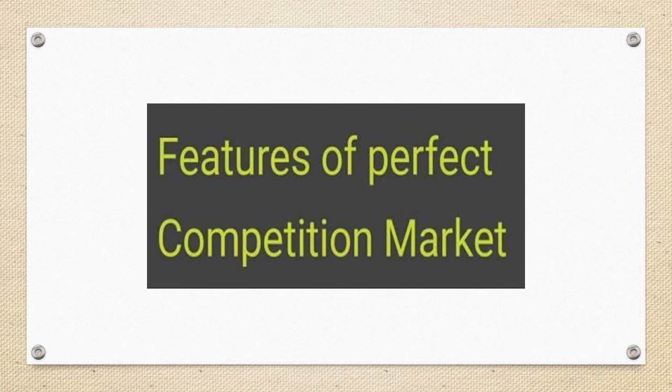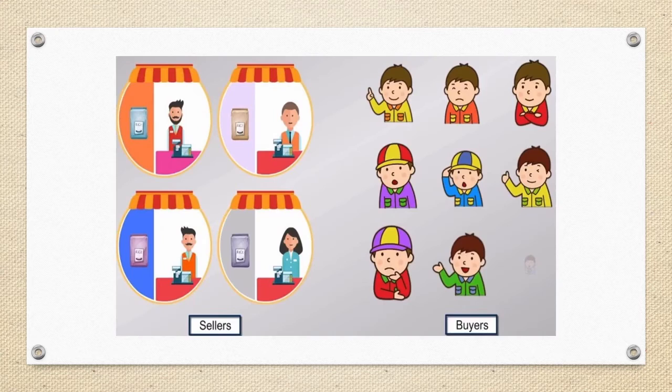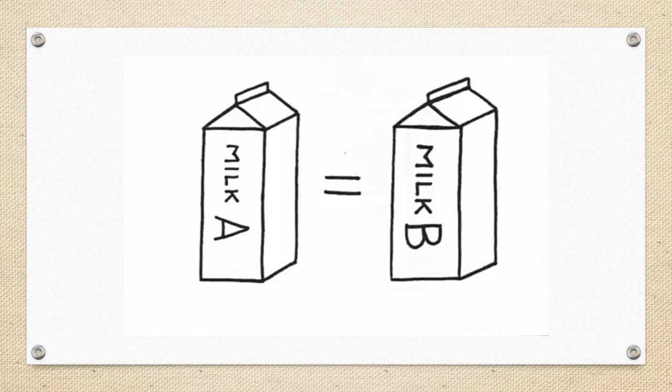First, large number of buyers and sellers. In this market, a product is produced and sold by a large number of firms. It implies that no firm can influence the price of the product, rather, each firm must accept the price set by the market force of demand and supply. The firm is a price taker instead of price maker.